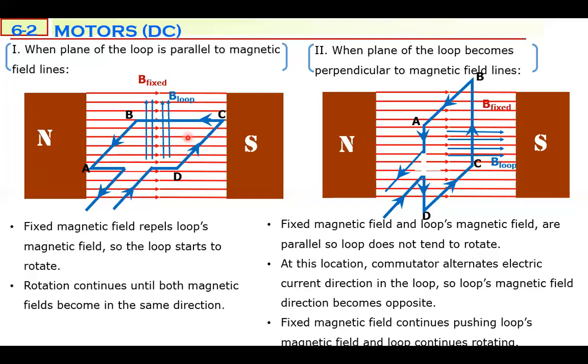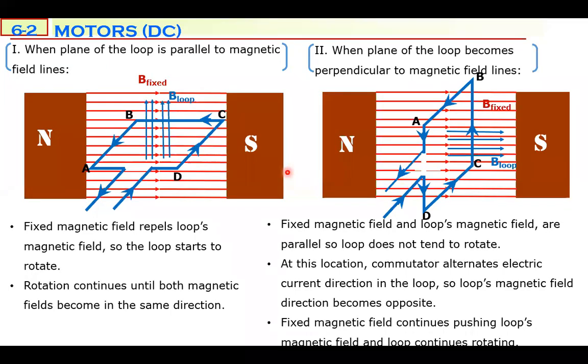If you make this loop free, it will start rotating until this blue magnetic field becomes parallel and in the same direction as this external magnetic field. So when the loop is parallel to the magnetic field lines, it starts rotating until this loop becomes perpendicular to magnetic field lines. So their magnetic fields will be in the same direction. This is how a motor rotates.